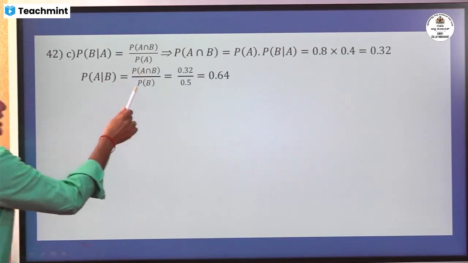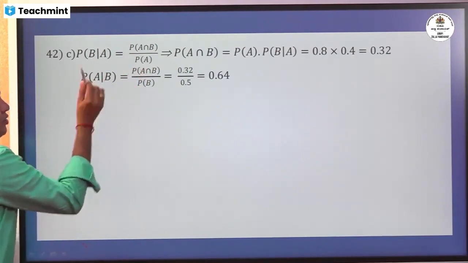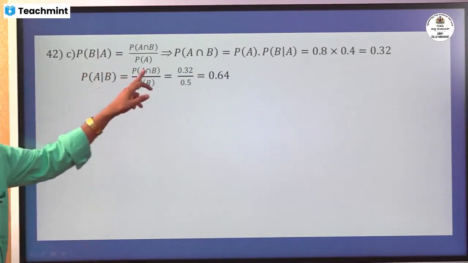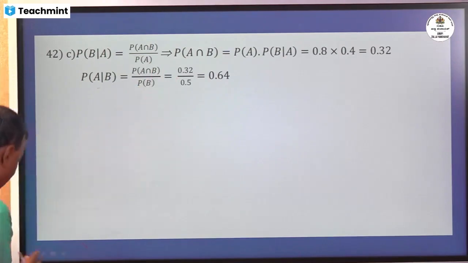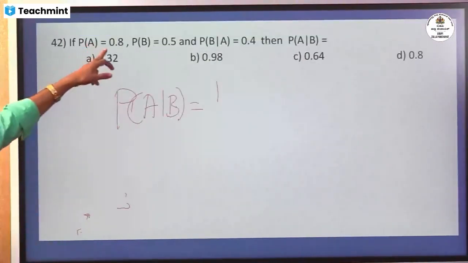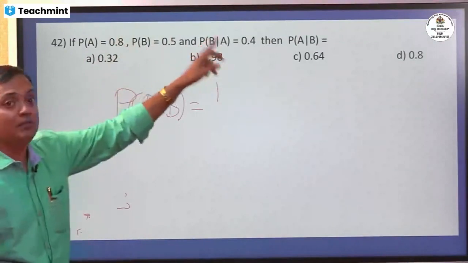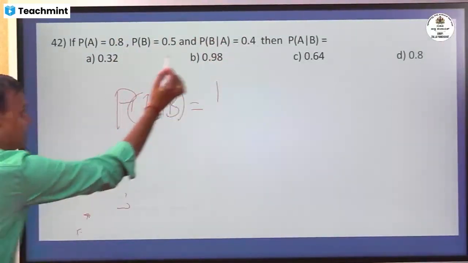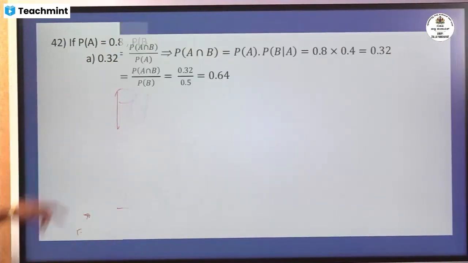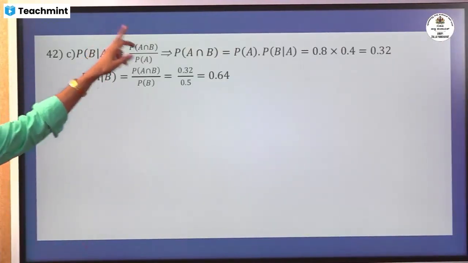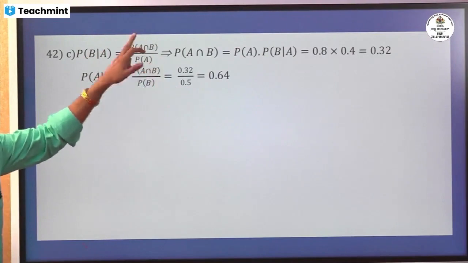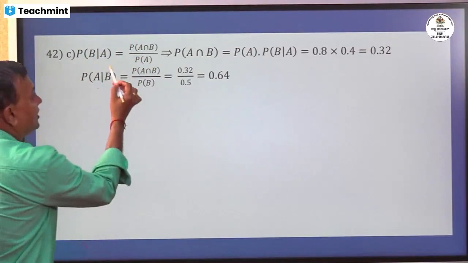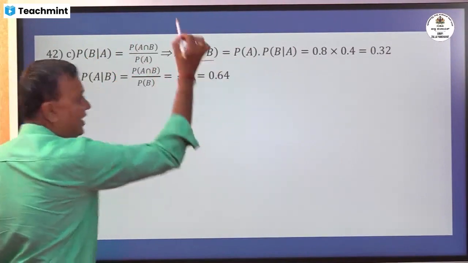So now here we needed this, and to do this you have to find A intersection B, correct? Because A intersection B probability is not given. What is given is probability of A, probability of B, and probability of B given A. So first, from this formula, probability of B given A is equal to probability of B intersection A, nothing but A intersection B, by probability of A. So in this formula, first find probability of A intersection B.